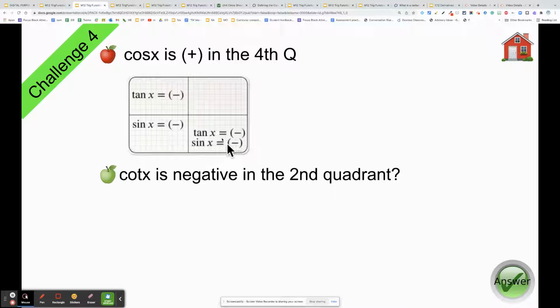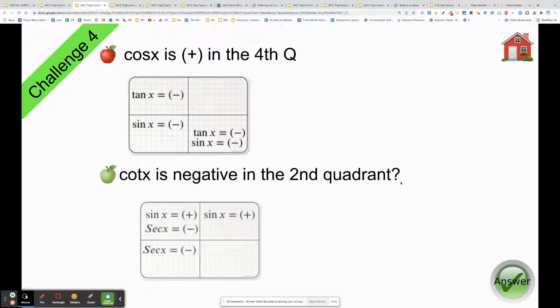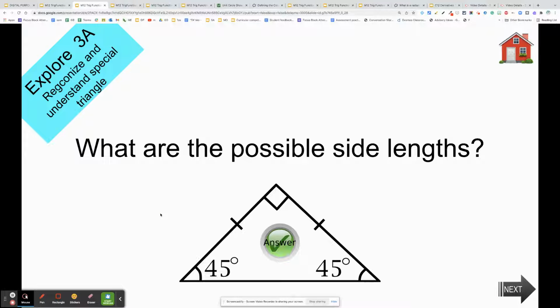So here's where they both agree, and the same will be true with cotangent when secant is less than 0 and sine is greater than 0. So let's take a look at this one. Secant is negative in 2 and 3 and positive here and here, so it must be in the second quadrant. Okay, what are the possible side lengths?